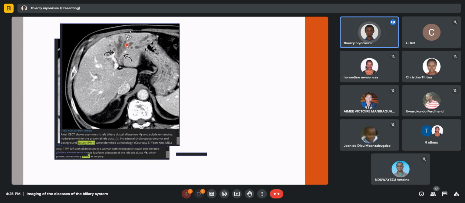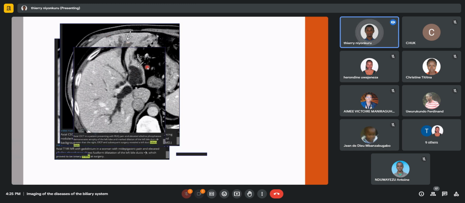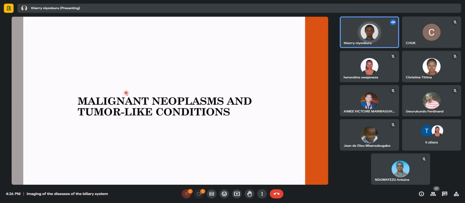It may be intraductal malignant neoplasia or cholangiocarcinoma, so the pathology will be confirmatory, but on imaging we see the contours and the enhancement of the lesion. Also, we can see in this axial cut in the left lobe that this duct is very dilated, compared to the adjacent duct, due to an obstructing intraluminal mass. So there is a malignant neoplasm and the tumor-like condition.